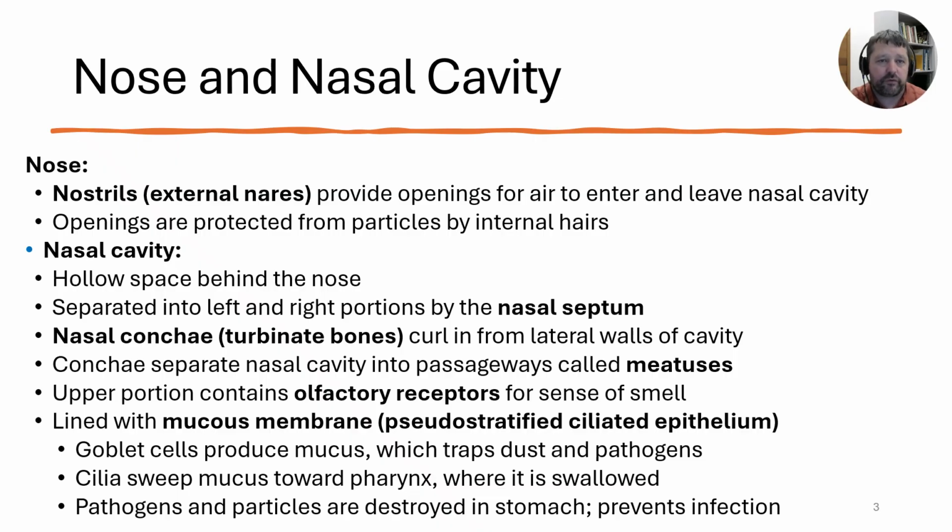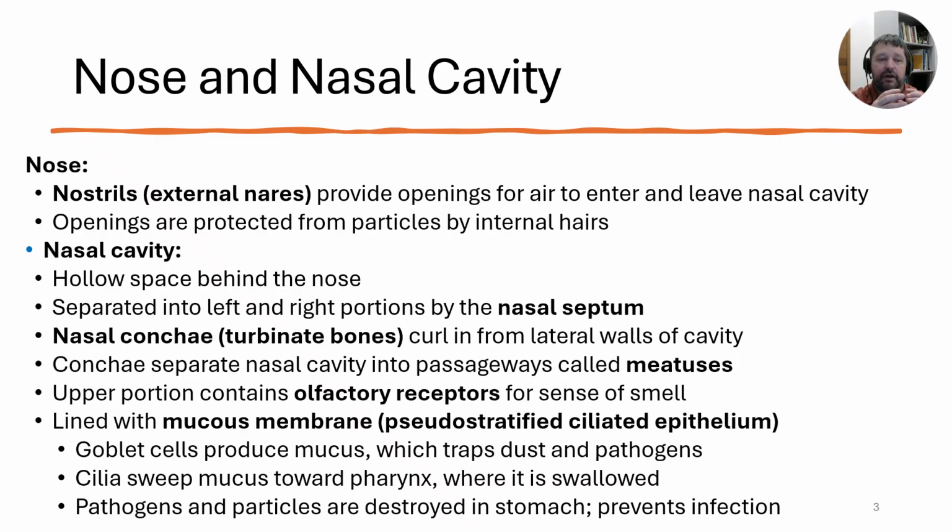Okay, the workhorses, or what I would say are the most important pieces of the nasal cavity, are really the pseudostratified ciliated epithelium, or the mucous membranes. Those specialized epithelial cells have cilia, hair-like projections, and they have goblet cells, and these goblet cells are releasing mucus. That mucus captures things like dust, bacteria, viruses, pollen, anything that's floating around in the air.